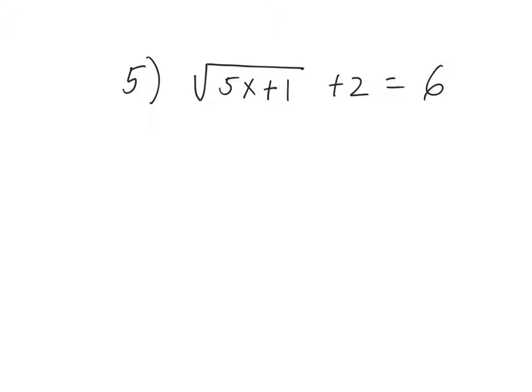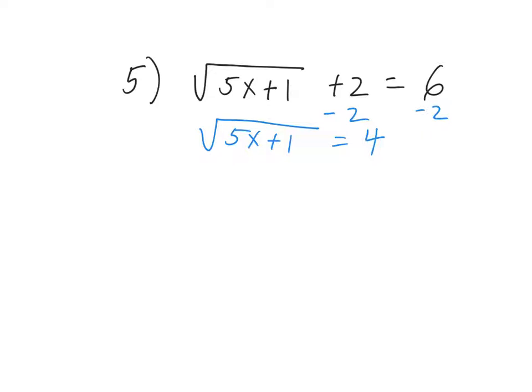On number 5, we have square root of 5x plus 1 plus 2 is equal to 6. So we want to solve for x, and that means that first we want to get the part with the radical all by itself. So I'm going to subtract the 2 from both sides, like this, and we'll end up with square root of 5x plus 1 equals 4.